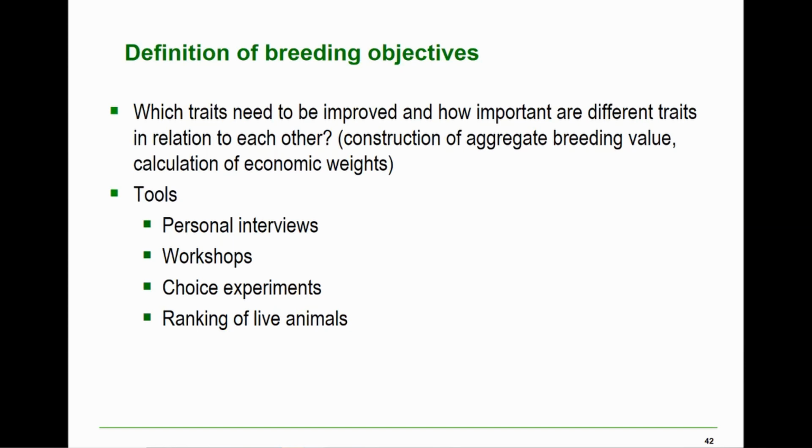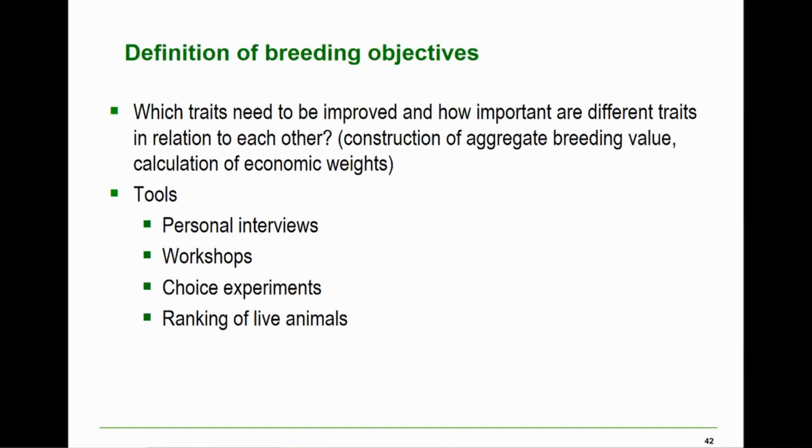So the question is, which traits do we need to improve? For this, we have several tools that we can use. These are personal interviews and workshops, where people from here, our PhD students, were going there and conducting these interviews and trying to find out what the preferences of the farmers are. Then there are also choice experiments. I will show you in the next slide what these are about.